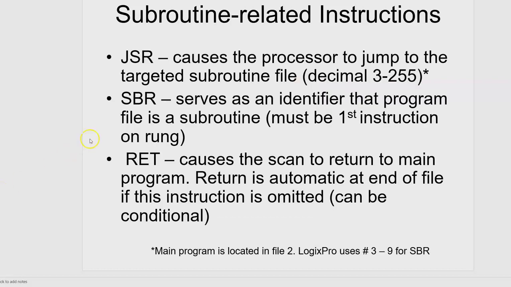So let's talk a little bit about these instructions in a little more detail, and then we'll look at an example. JSR, the jump to subroutine, causes the processor to jump to a targeted subroutine file. This is the decimal number of the file. Now make sure you look at the footnote here, and you'll see this when you actually do the lab, and then you'll see it here later on in the PowerPoint. The subroutine serves as an identifier that the program file is a subroutine, and basically it matches the subroutine with the jump to subroutine label.